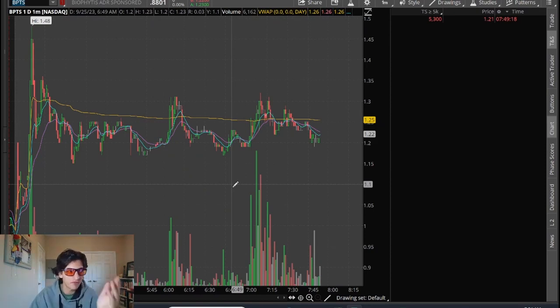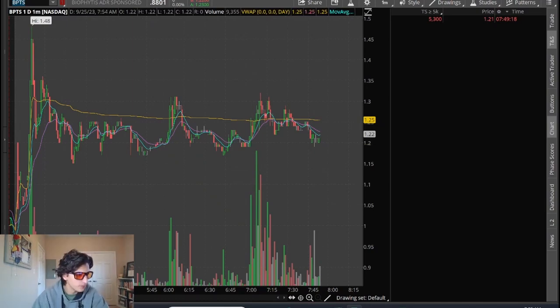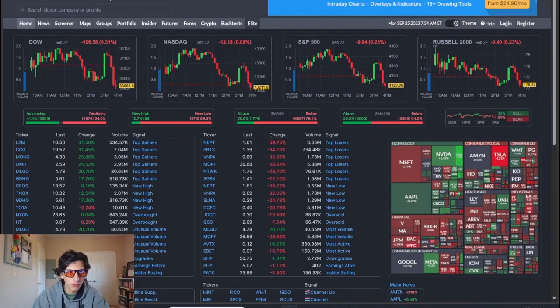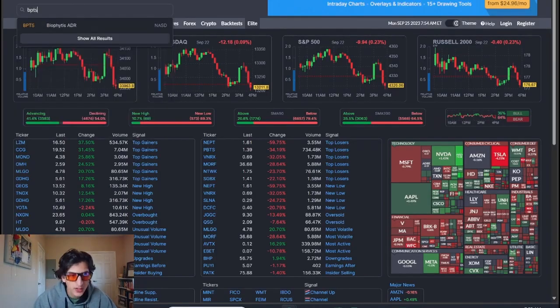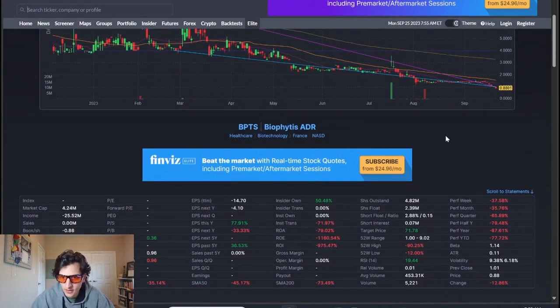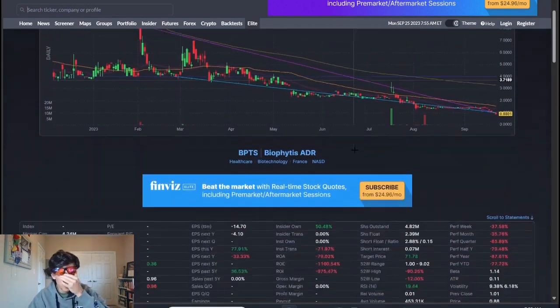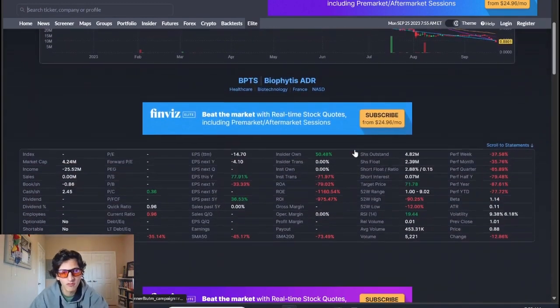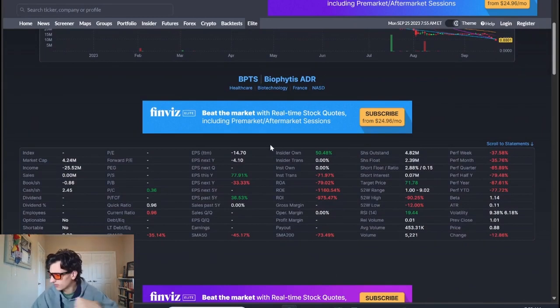It's the amount of shares available to buy and sell on the market. So for float, let's just take a look here. We're going to type in BPTS, which is one of the stocks that are moving, gapping up today. If you scroll down, this is Finviz, by the way. Finviz is a site that a lot of traders like to use to find a lot of market data on the stocks that are moving.